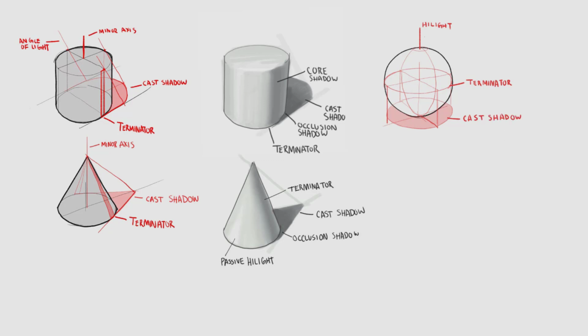The terminator lies along an elliptical path where the angle of light is tangent to it. In this case, since the angle of light is completely vertical, it lies tangent to an ellipse with a vertical minor axis. And now you see in this rendering, I'm creating that shadow along that elliptical path with a vertical minor axis.